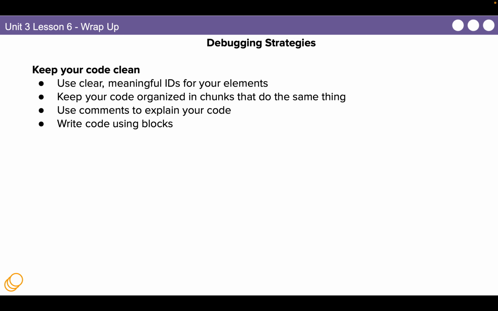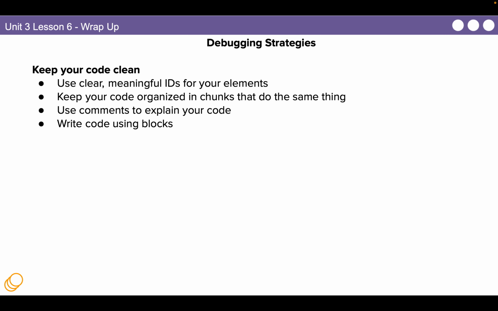Use clear, meaningful IDs for the elements that you put on your screens. Name them for what they are so that you can look at it and know what it is. Keep your code organized in chunks. I might call this a paragraph of code that does the same thing. So you can have some code that does one particular thing that you could label. You could say it does this particular task. And then you can leave a blank line in your code before the next chunk if you want.